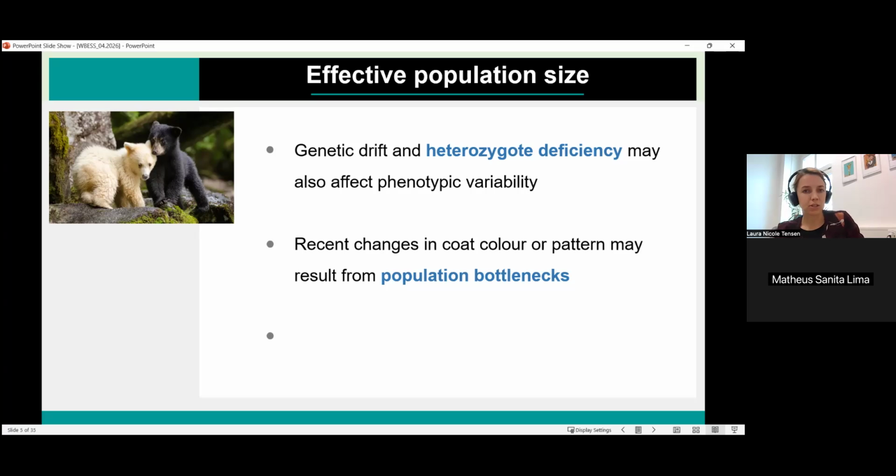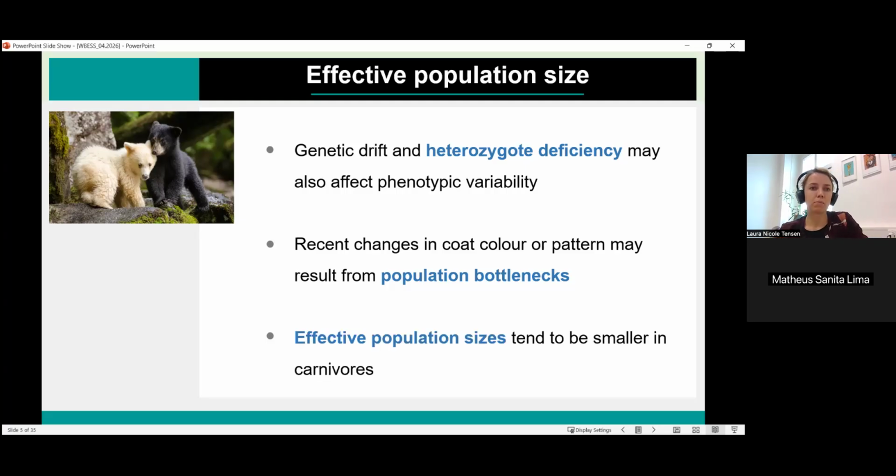So it has been suggested that recent changes in coat color and pattern might indeed result from population bottleneck, simply because effective population sizes decrease, increasing the chances that related individuals mate, which can increase homozygosity and thus the chance that recessive mutations become expressed.